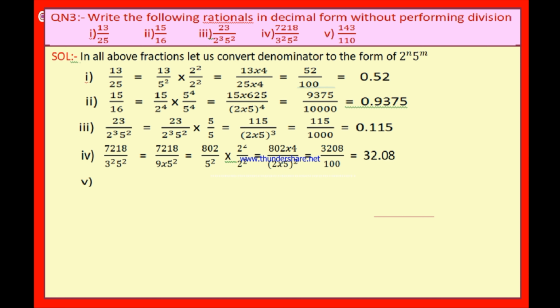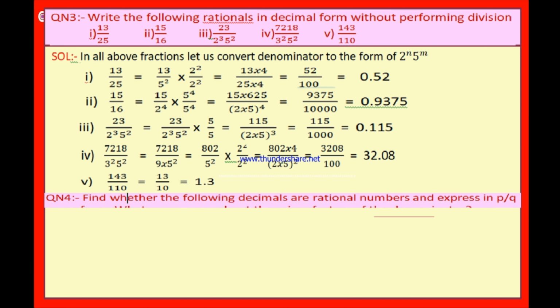Now, fifth bit, 143 by 110. You can divide both numerator and denominator by 11. 11 into 143 is 13 times. 110 divided by 11 is 10. So 13 by 10. Only one 0 is there. Therefore, keep the point after one decimal place. That is 1.3.